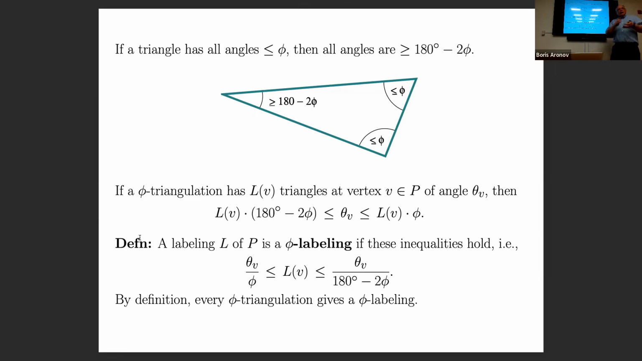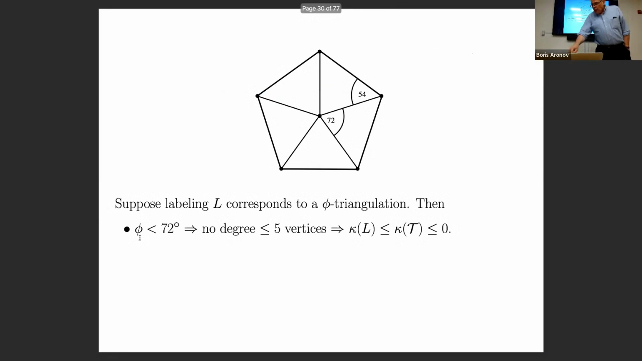Now, if you just give me a polygon and you put numbers on the vertices, you label them, then ask me, is there a triangulation that has that many triangles at those vertices? It better satisfy these inequalities. That's a necessary condition. It's not the only necessary condition.